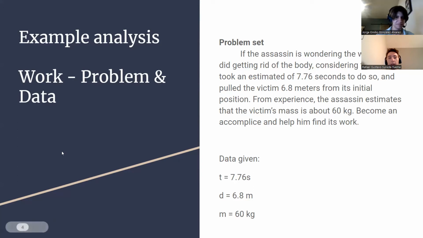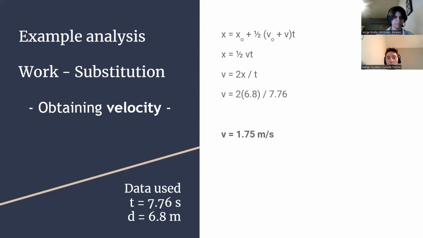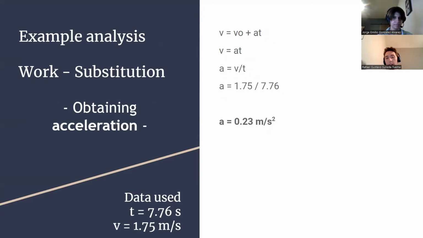So the data given to us is time, 7.76 seconds, distance, 6.8 meters, and mass of 60 kilograms. Now we will obtain the velocity. We will use time and distance. We will use the formula: position equals initial position plus a half of the initial velocity plus the final velocity times time. After substituting every value in the formula, the velocity will equal 1.75 meters per second. Now we will find the acceleration using the time and velocity.